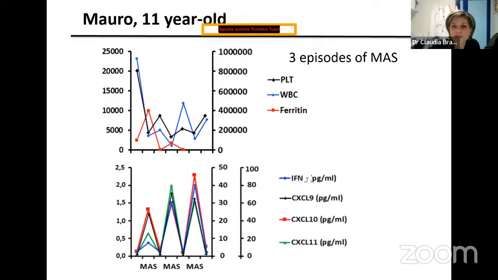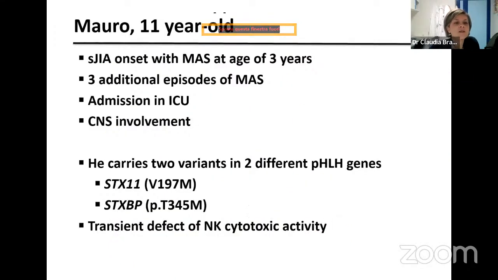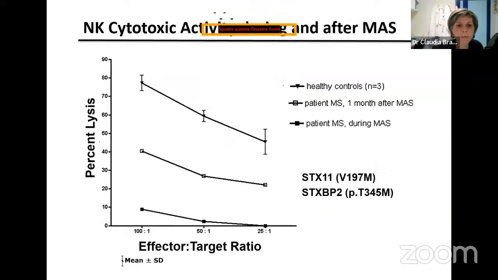So here the 3 episodes of MAS, as you can see, the platelet, white blood count, and ferritin during the 3 episodes, and also the cytokine level during the 3 episodes of MAS. So we performed the genetic analysis also in Mauro, and we found that he carries 2 variants in 2 different HLH genes, the syntaxin 11 gene and the syntaxin binding protein gene. And he presented also a transient defect in NK cytotoxic activity. So as you can see in this graph, the patient had a very low cytotoxic activity during an MAS episode that recovered a little bit 1 month after the MAS, but remained lower compared to healthy controls.